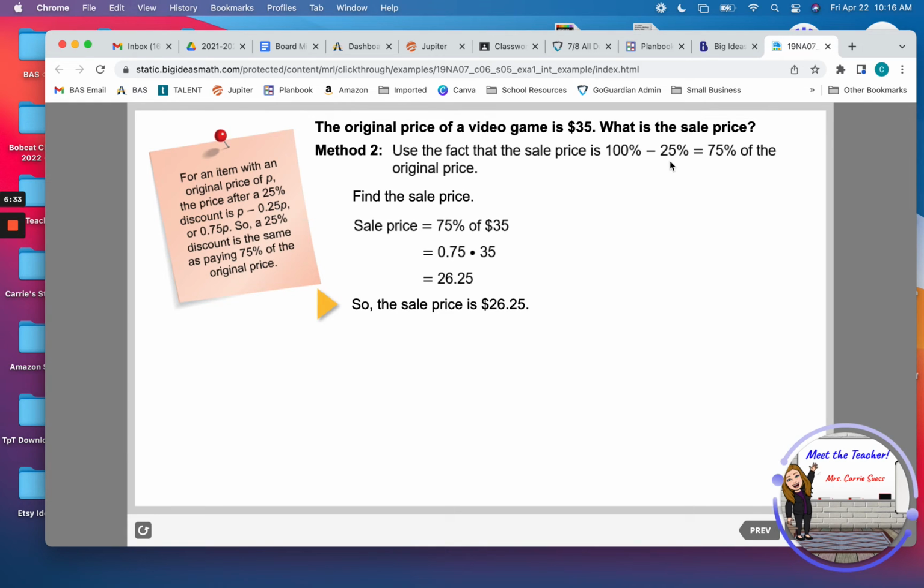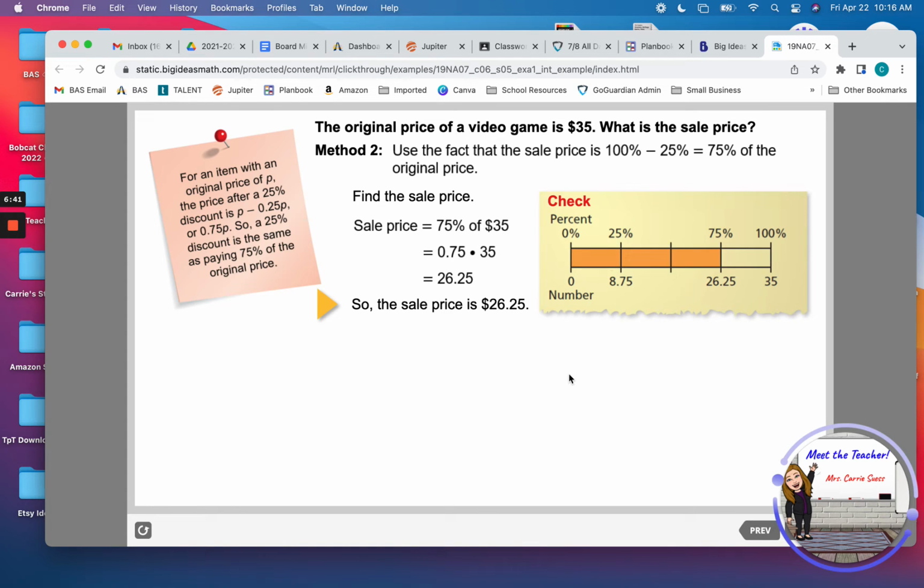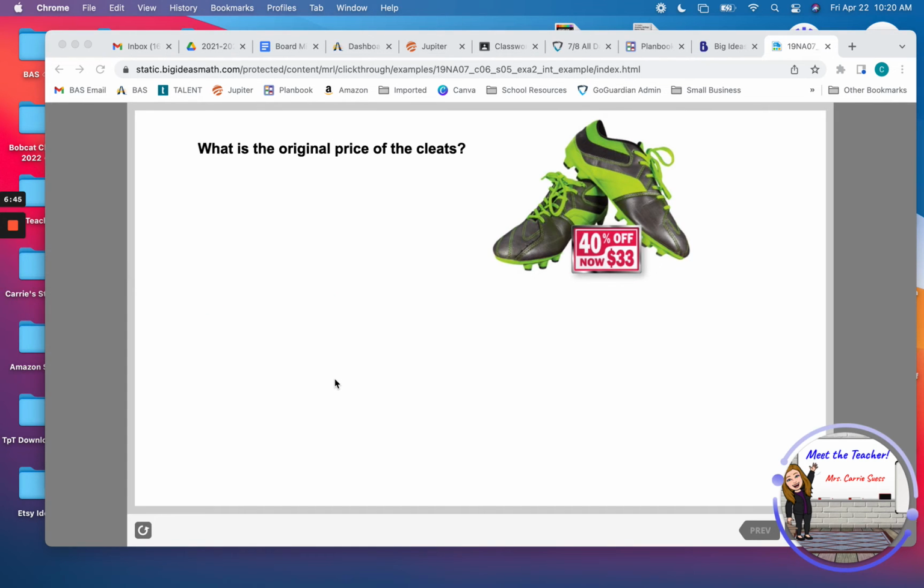What questions do you have on that? Is that clear as mud? Yes. Okay. So, go do your try-its. So, this one is giving you already the sale price, and they want you to solve for what was the original price. So, we're going to use that formula we had, plug things in, and solve. So, the sale price is how much?